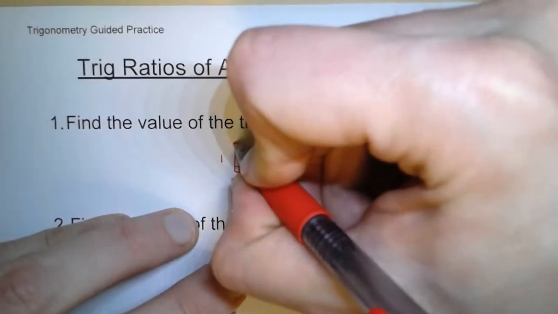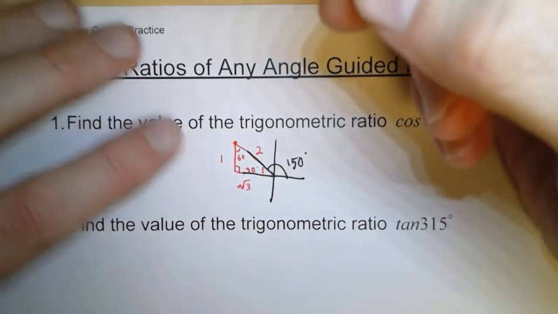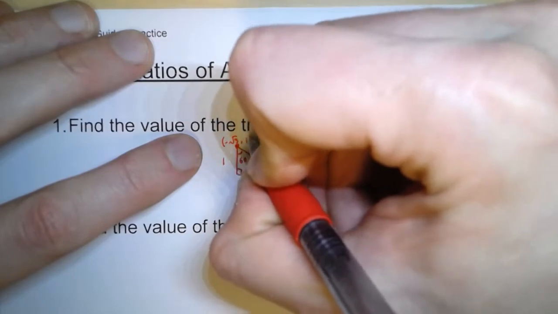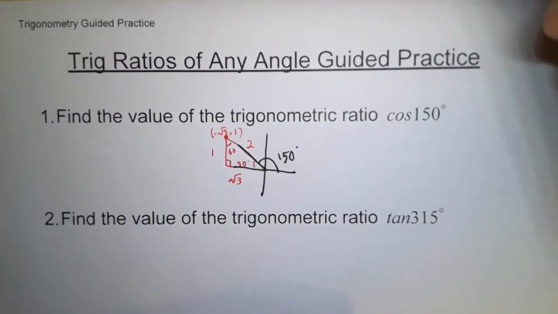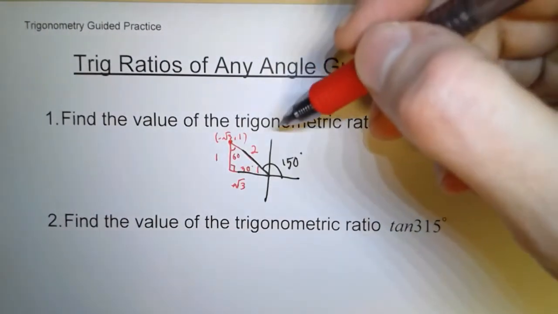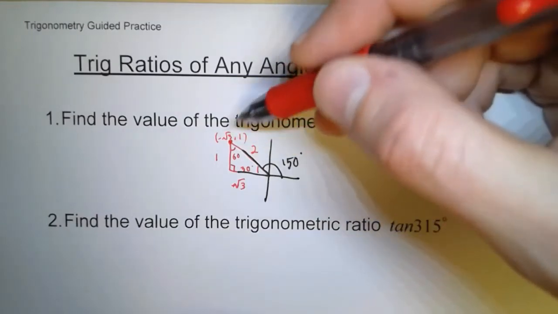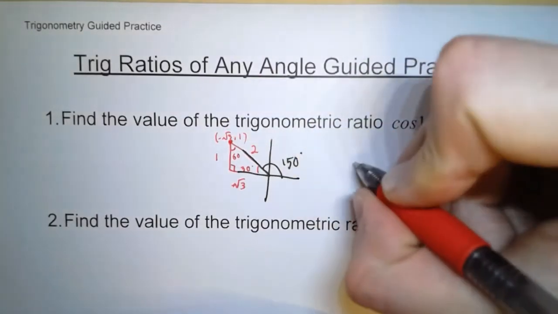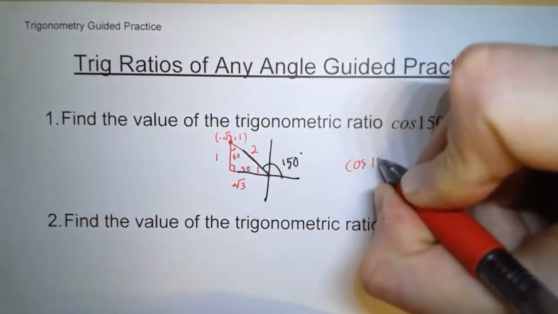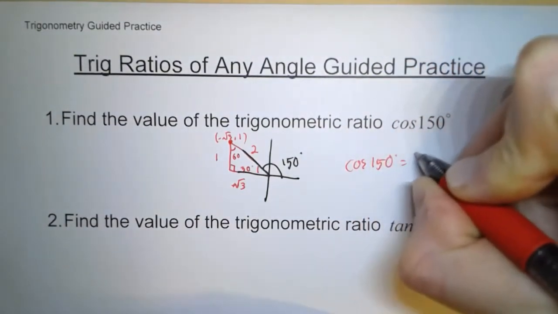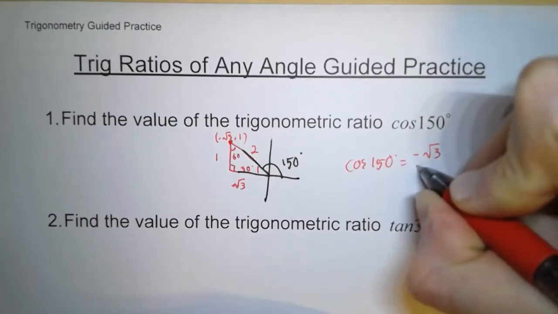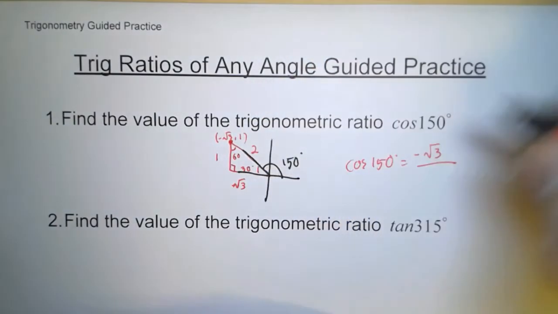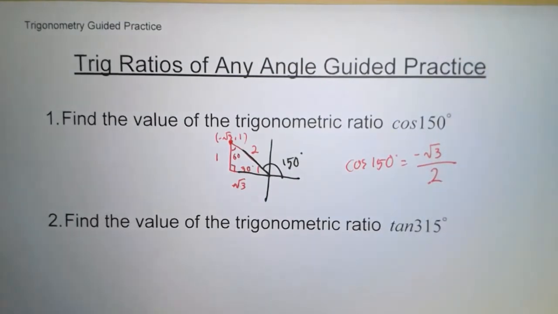Now what would be the coordinates of this point up here? Well, it would be negative radical 3, comma 1. And so we want to know what is the cosine ratio here. From the last video, we take the x value. So cosine of 150 equals negative radical 3, and we divide by that distance between the point and the origin, which is 2. And that's it.